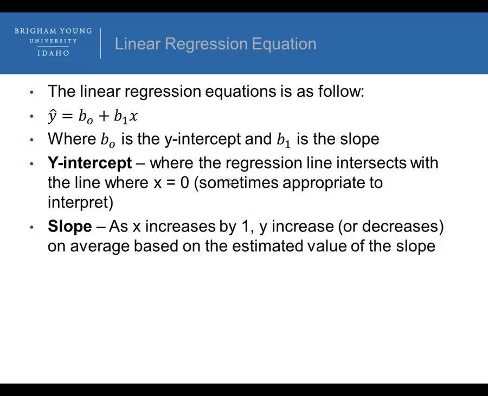Now we need to interpret two things, the y-intercept and the slope. The y-intercept is where the regression line intersects the line where x is equal to 0. Sometimes it's appropriate to interpret and sometimes it's not. The slope, on the other hand: as x, our explanatory variable, increases by 1, our y, our response variable, increases or decreases on average by the estimated value of the slope. If the slope is positive, y would increase, and if the slope is negative, y would decrease as our explanatory variable increases by 1.